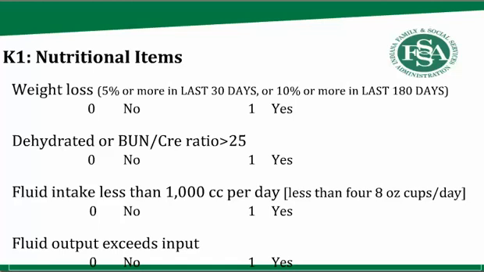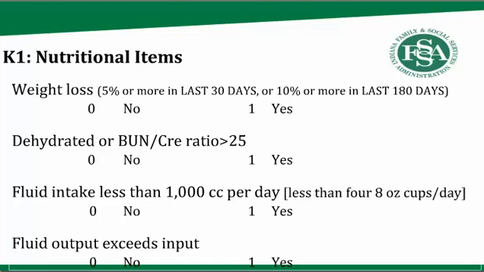So weight loss is the first one, and we're looking at 5% or more in the last 30 days or 10% or more in the last 180 days. And for this one, it may be a little bit easier to capture if the person's in hospital than in the community. So you're at an advantage in that case. So just look at chart notes for the information here.